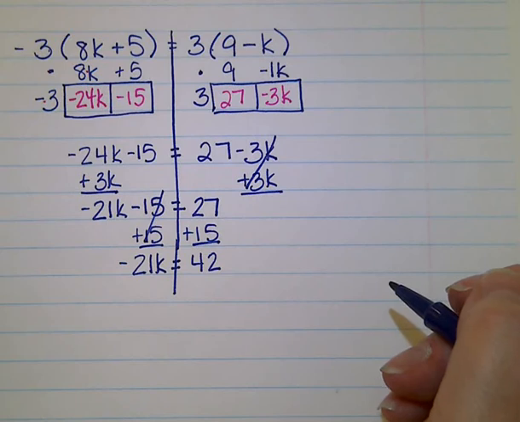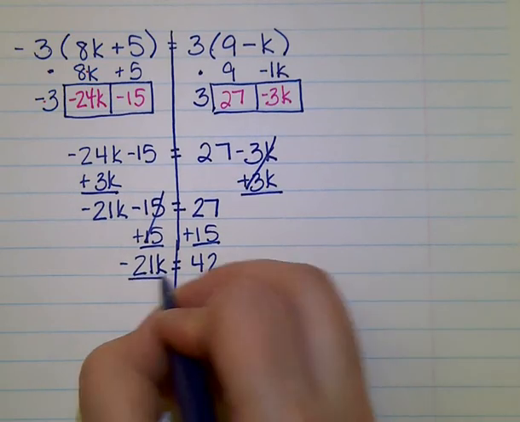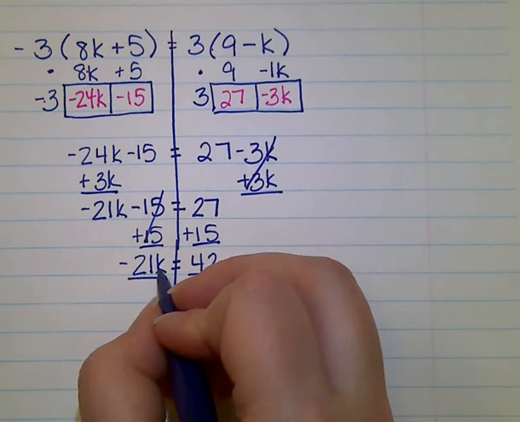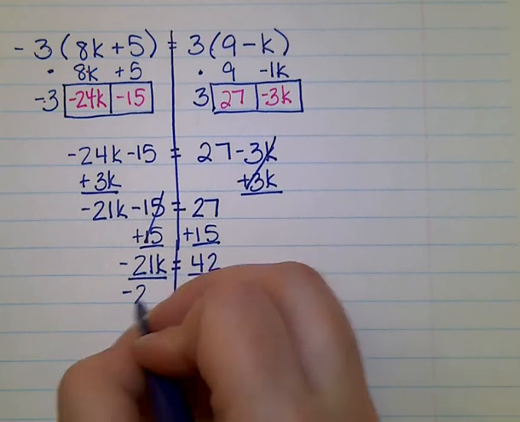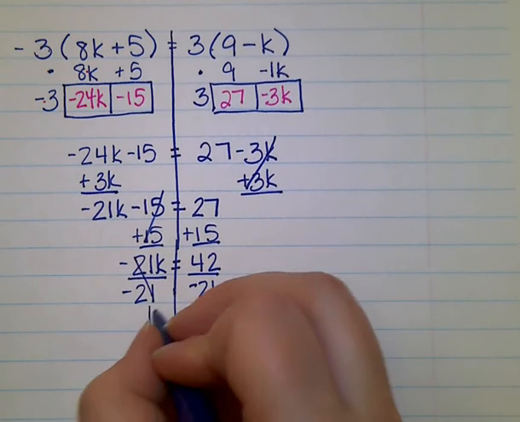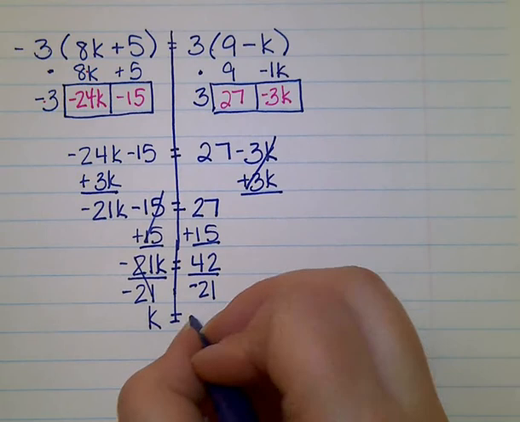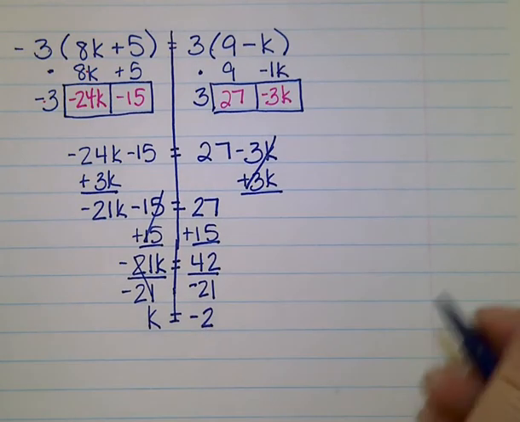I'm done moving things. Notice there's one term on either side. So my last step is to divide by whatever's in front of my variable. -21 becomes a 1, leaving me with the k. 42 divided by a -21 is a -2. And as always, we check our answers.